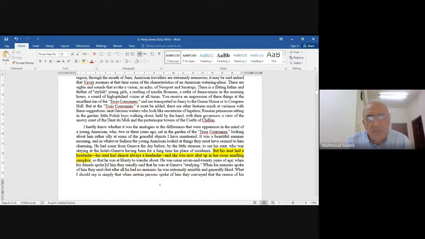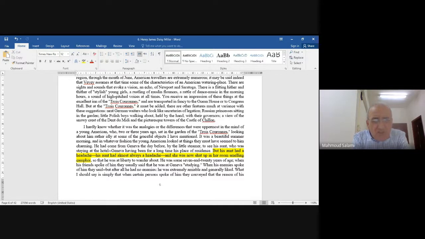His aunt had a headache. His aunt had almost always a headache, and she was now shut up in her room, smelling Carrefour, which is really funny here. She always has headaches because she thinks she's above all society. She's a very rich, bourgeois lady who thinks that she's always above everybody else. And when you say she's always having headaches, I think this is funny to say. Why? What's wrong with her? Again, that's the idea.